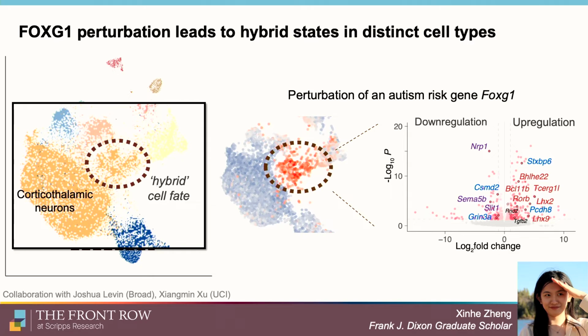And it's interesting to notice that we actually only observe this phase switch phenotype in this particular corticothalamic neuron, but not anywhere else in this plot that I'm showing you, suggesting that the action of many different risk genes are cell type and context specific, and again, highlight the importance of using high-resolution technology to read out these effects.